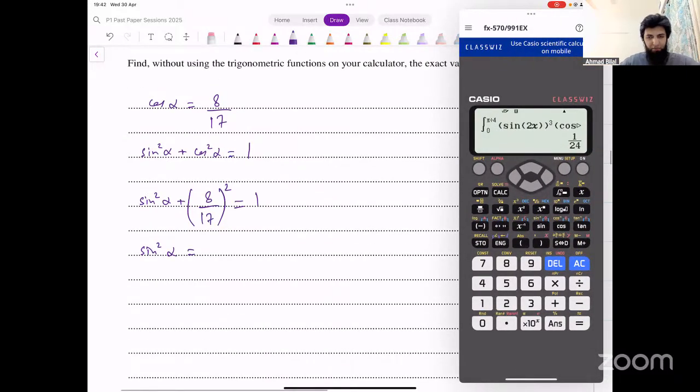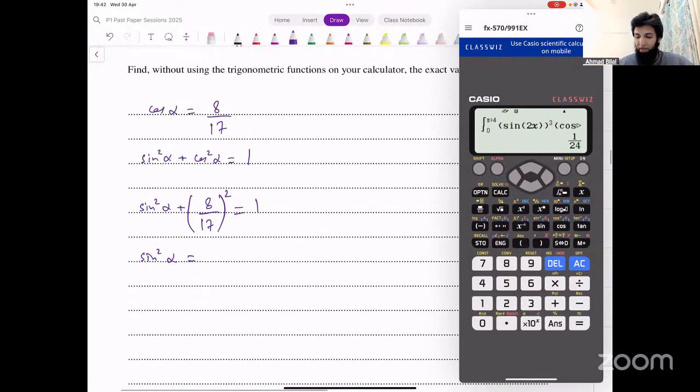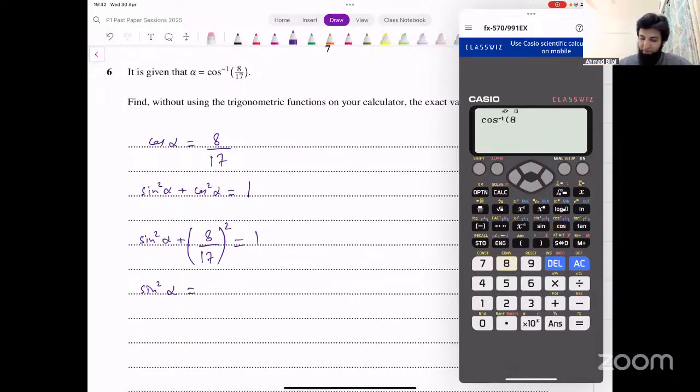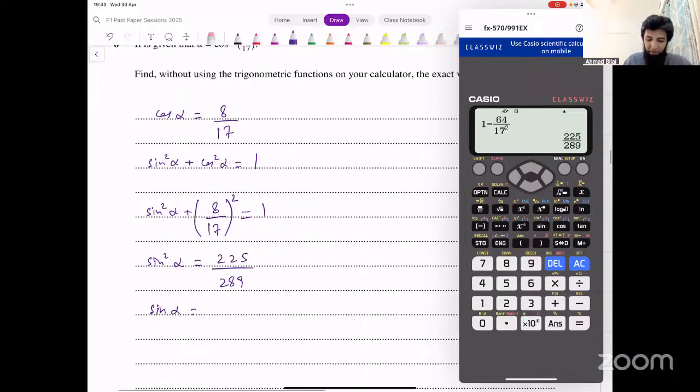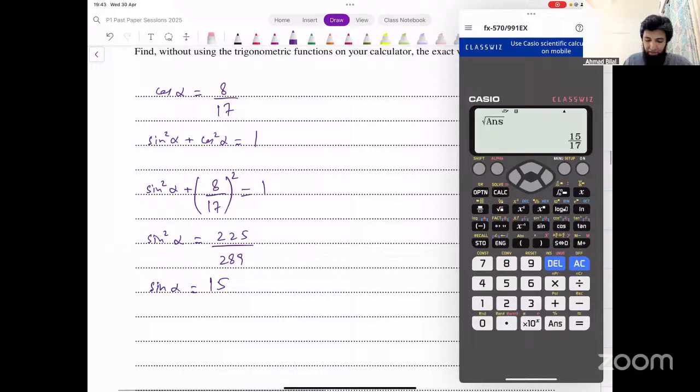You can use your calculator for normal calculations. You're just not supposed to do this on your calculator, that you say cos inverse of 8 over 17. You cannot do this on your calculator. That's what is not allowed. Otherwise, simple arithmetic calculation, you can still do that. You can say this is 1 minus 64 divided by 17 squared. And that gives us 225 over 289. Take square root of that, and that will give you the value for sine alpha. That's 15 over 17. That's sine alpha.